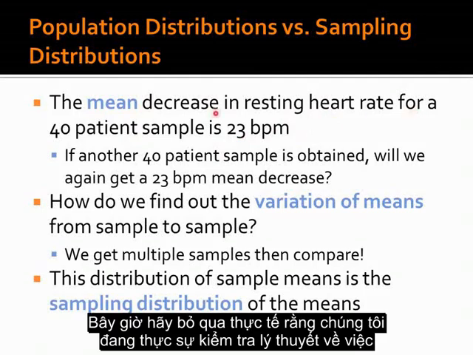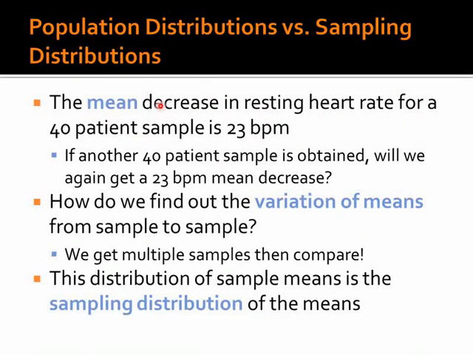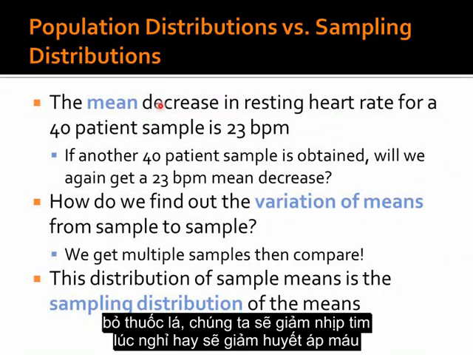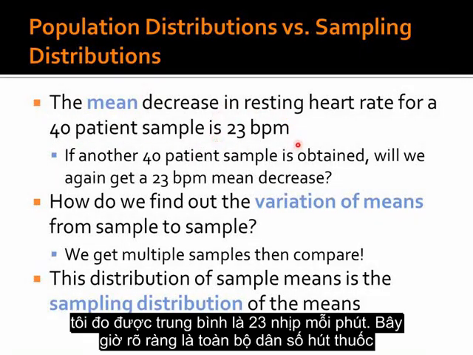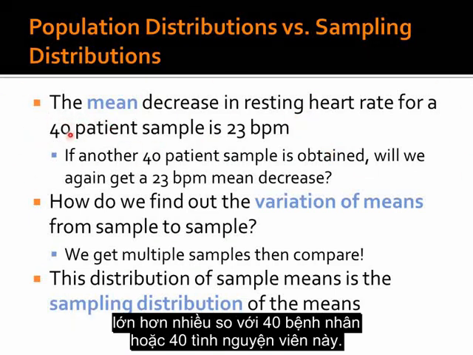Now, ignore the fact that we are actually testing this theory of whether quitting smoking will reduce their resting heart rate for the moment. And let's focus on another idea, which is this fact that when I collected 40 patients, I measured a mean of 23 beats per minute. Now obviously the entire population of smokers is much bigger than these 40 volunteers.